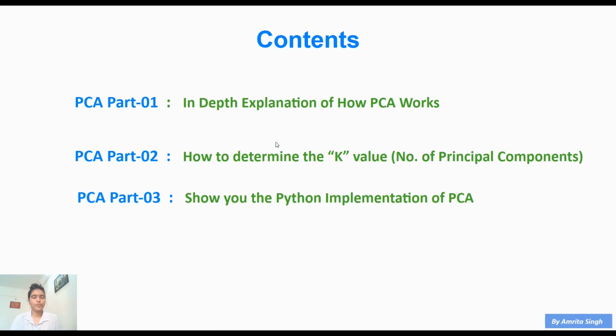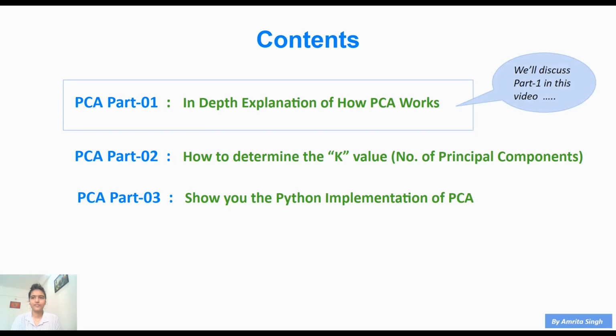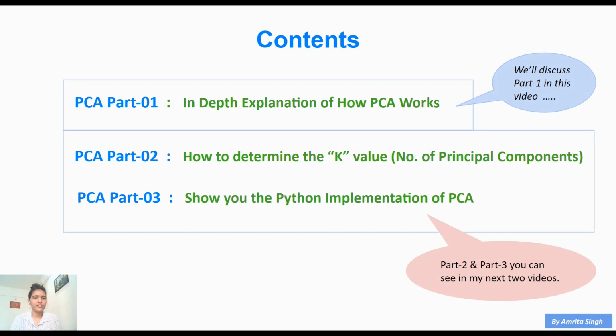So this PCA topic, I'm going to divide into three parts. In the first part, I'm going to talk about an in-depth explanation of how PCA works. In the second part, I'm going to explain how to determine the appropriate number of principal components that need to be considered for our analysis. And in the third part, I'm going to show you the Python implementation of PCA taking some test data set. So as I said, in this video, I'm going to talk about the first part. For the remaining parts, please wait for my next two videos.